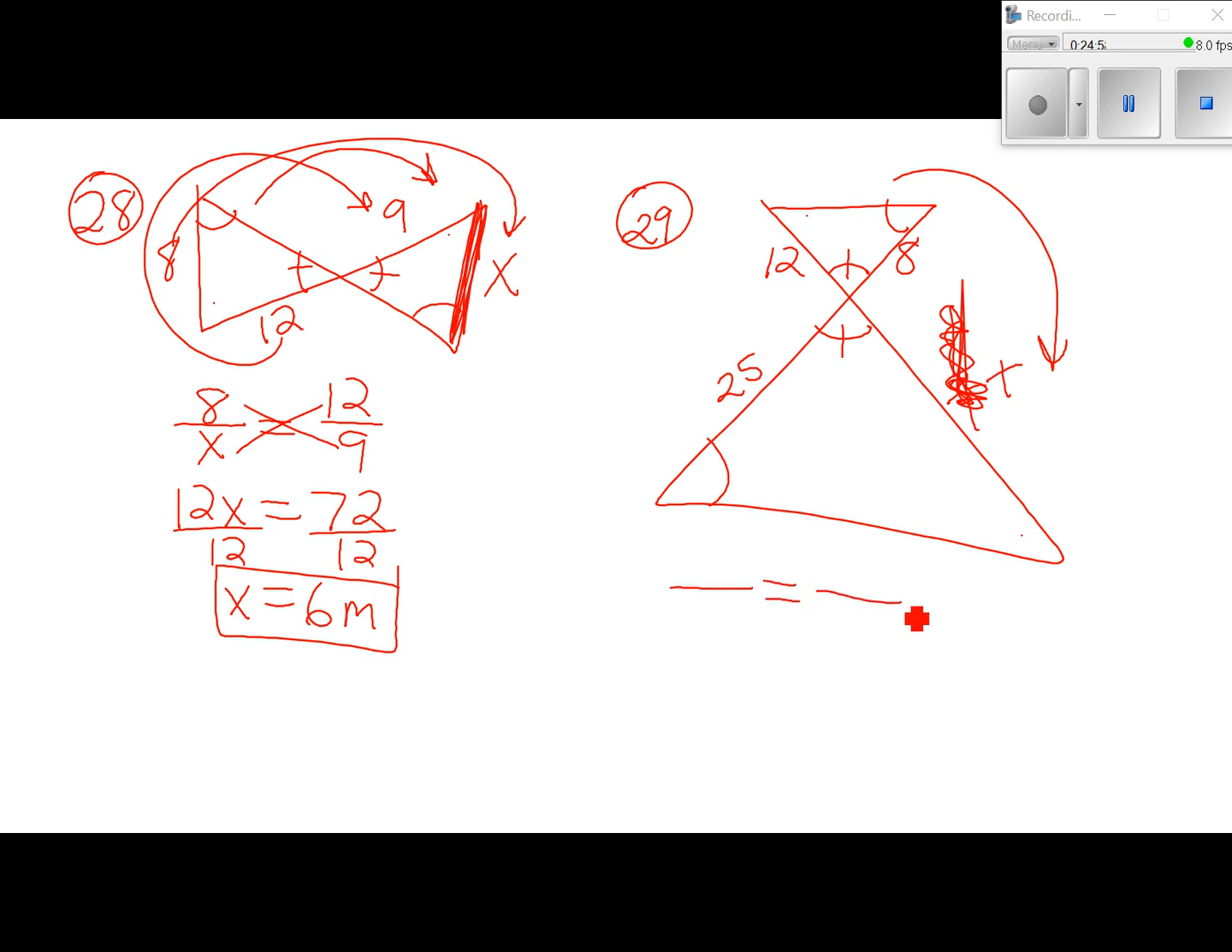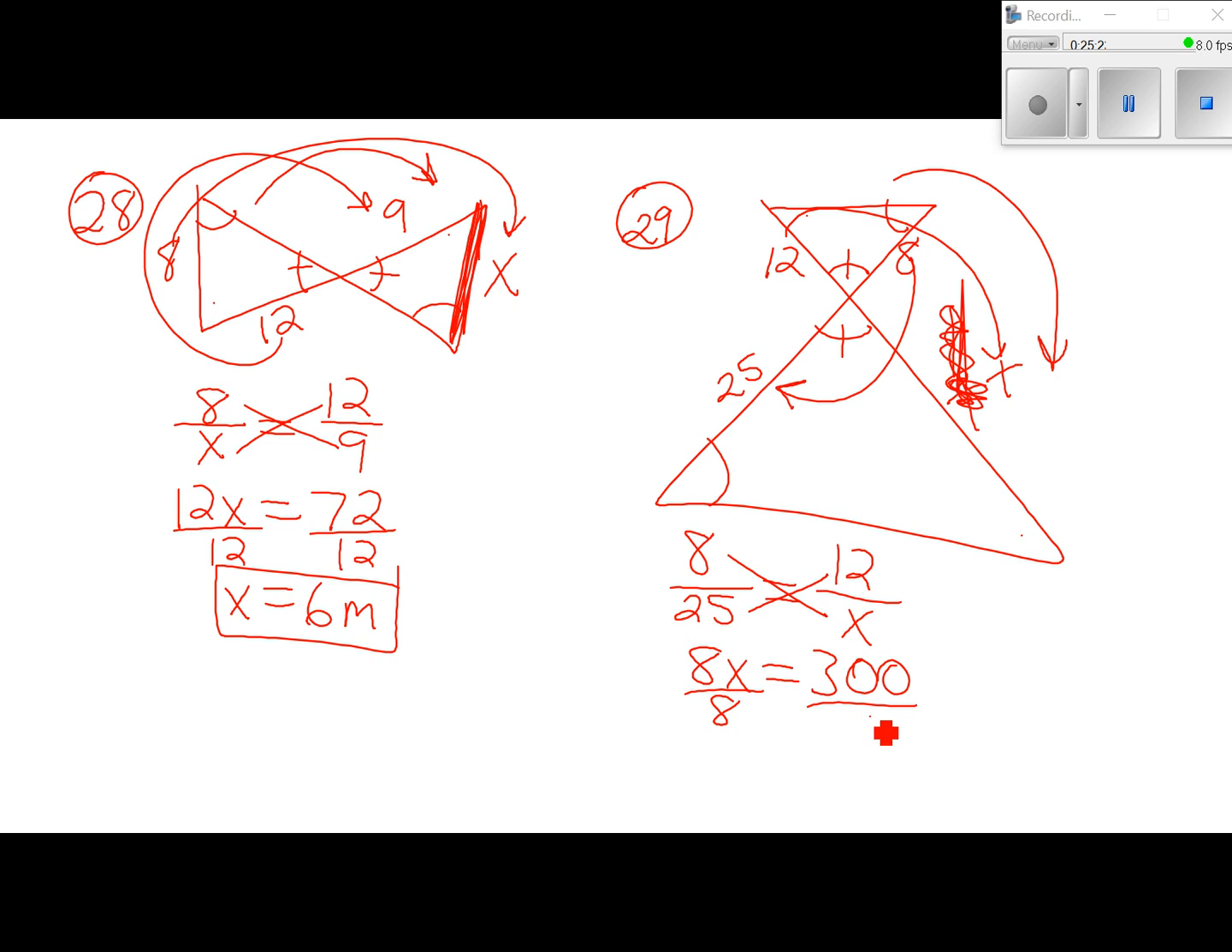We set up our proportion. So the 8 is gonna match up to the 25, and the 12 is gonna match up to the X. Cross multiply, you get 8X. Cross multiply this way, 12 times 25. If you got 12 quarters, then you got $3 or 300 pennies. Divide both sides by 8, and you end up with X equals 37.5. And I believe our units again were meters. So 37.5 meters is this length right here.